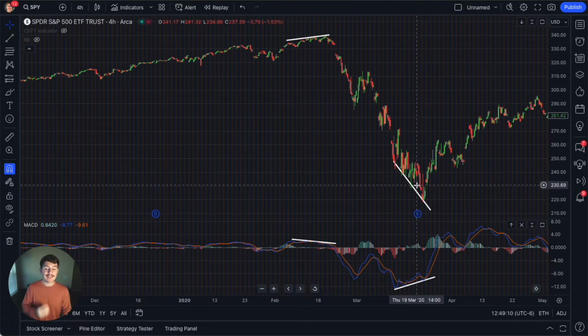And so this is how we predict either crashes or bounces or other things like that. When we have a stock doing something diverging from the MACD lines, that's how we know when to profit.